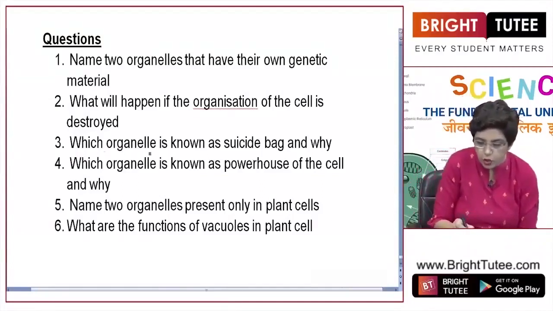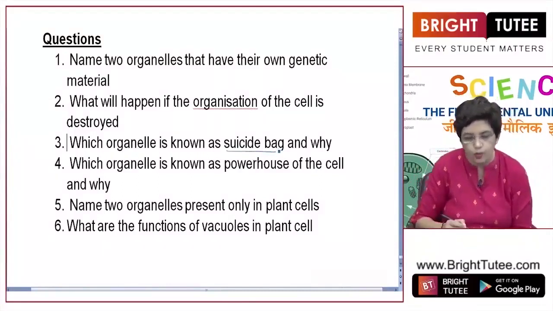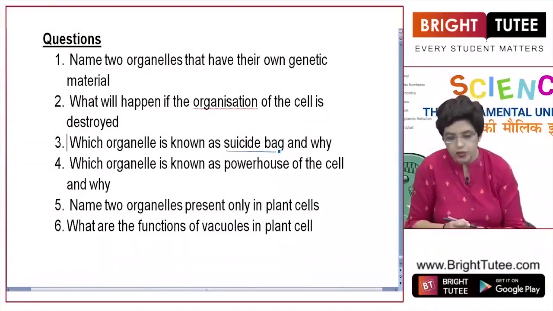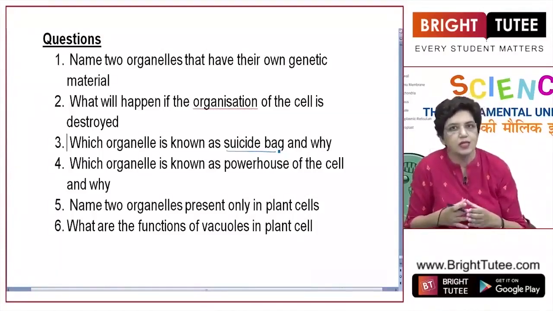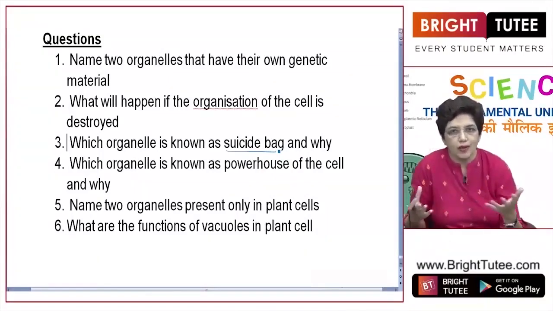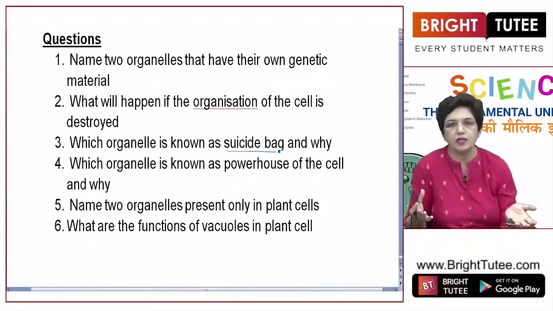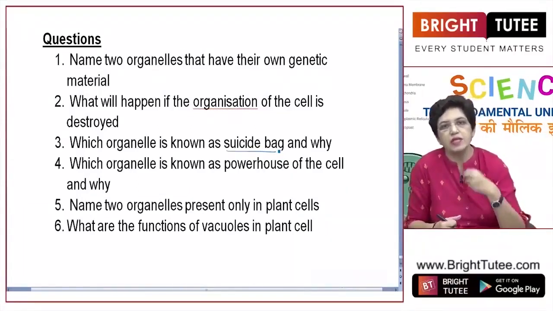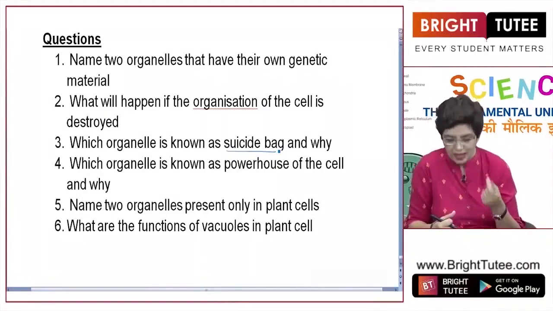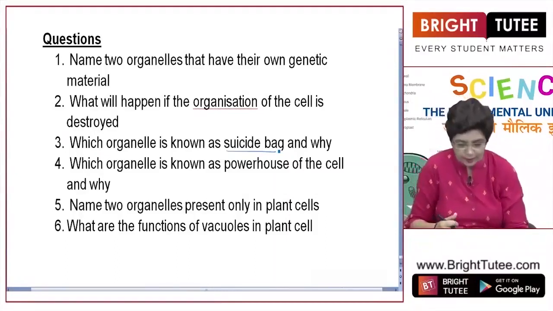Next question, which organelle is known as the suicide bag and why? I hope you remember, lysosomes are called the suicide bag of the cell because when there is some disturbance in the cellular organization and the cell is about to die, the lysosomes burst open and release all the digestive enzymes, which spread in the cell, and these enzymes digest their own cell. So they help in decomposition of their own cell. That is why lysosomes are called suicide bags of the cell.